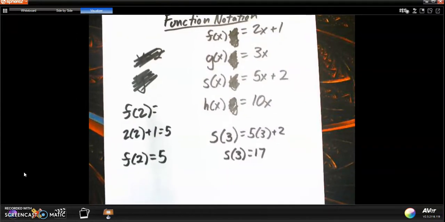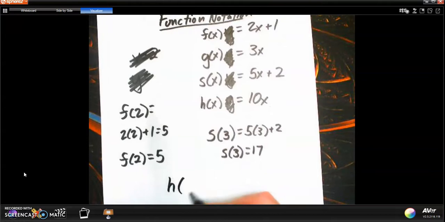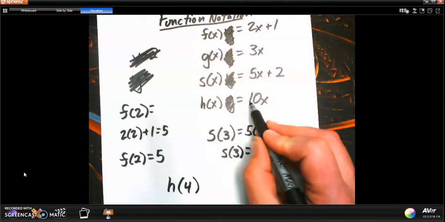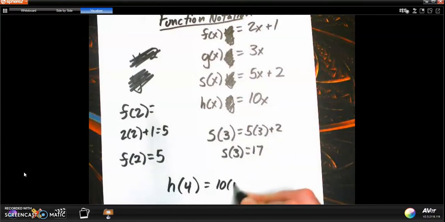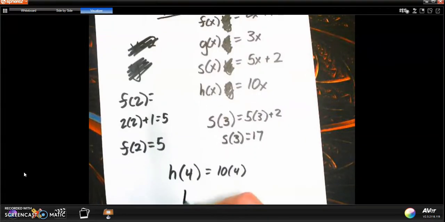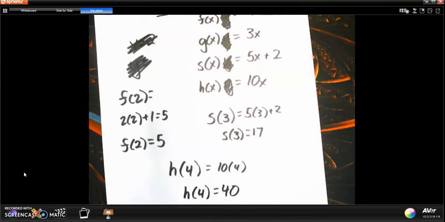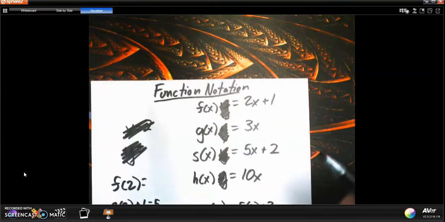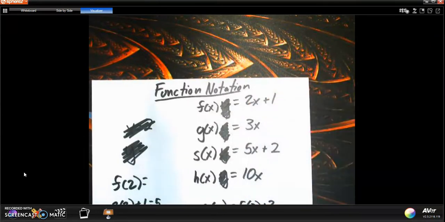Let's try one more. h of 4. Go to the h function, plug in a 4 for the x. Well, 10 times 4 is 40, right? So the h function, when there's a 4 in it, is equal to 40. That's kind of the standard way of using the function. They're just naming it something different, so that instead of having y equals this and y equals that, which gets a little confusing, you now know you have the f function, or the f equation, and the s equation.